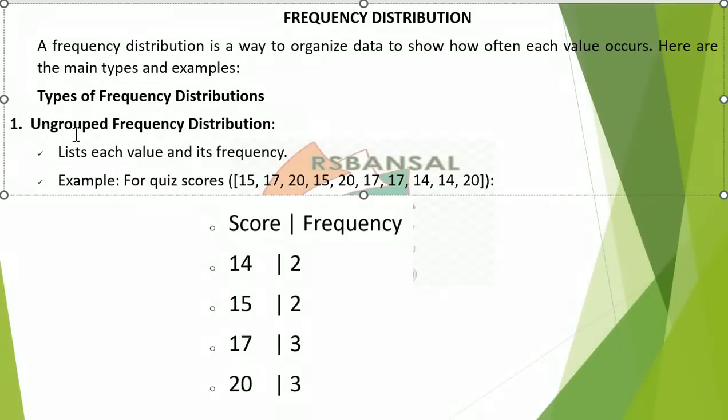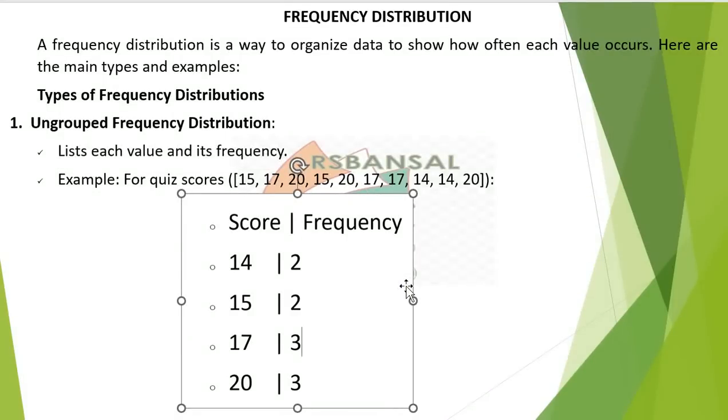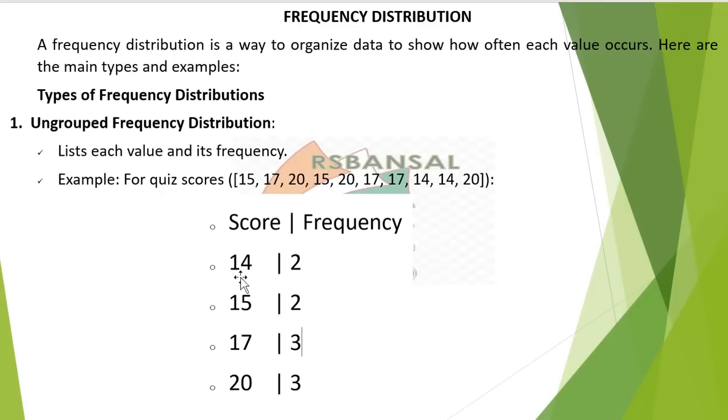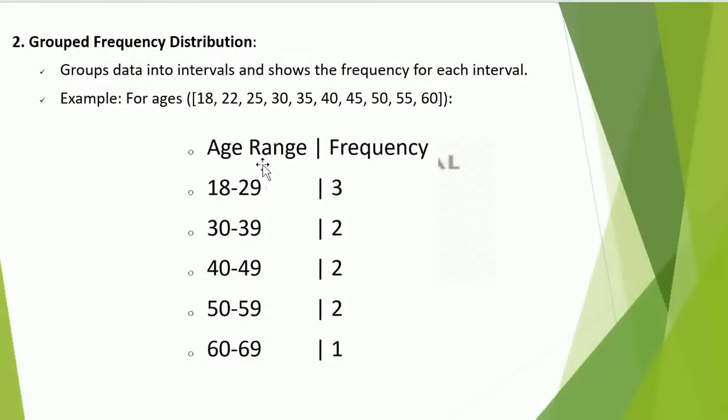So this ungrouped frequency distribution, what does it do? It lists each value and its frequency. So this is called ungrouped frequency distribution. Next type is grouped frequency distribution. See here, there was only one score, 14, 15. But here there will be a range. Instead of one value, there will be a range.